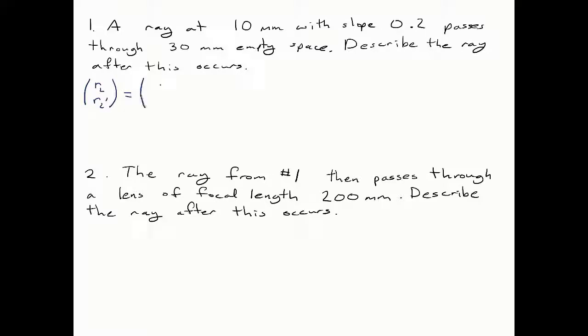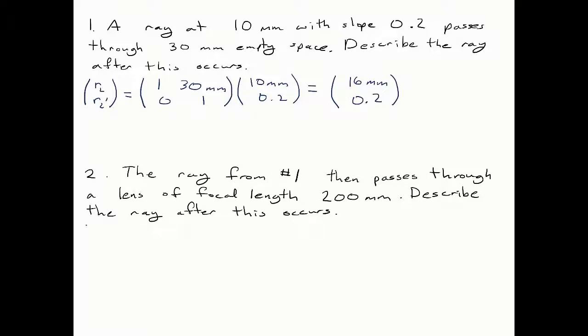So we're passing through 30 millimeters of free space, and our original ray is at 10 millimeters and 0.2. Alright, if you work that out, you will get 16 millimeters and 0.2. And let me know in the problem solving discussion if you want me to show the details for this. And remember, make sure your units are working out. It helps you check if your math works out correctly.